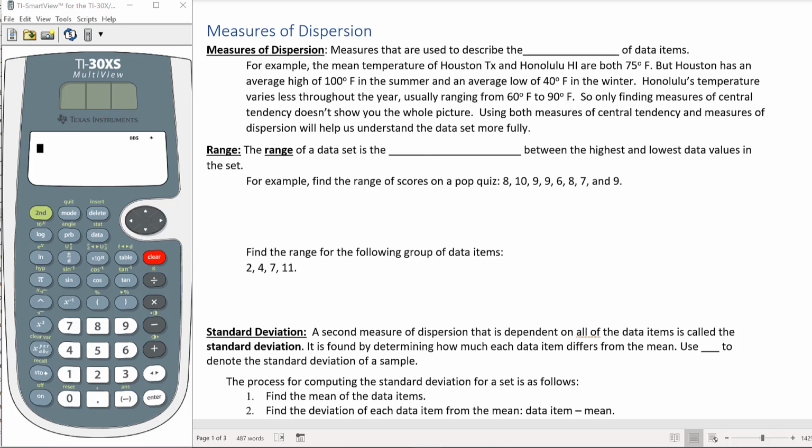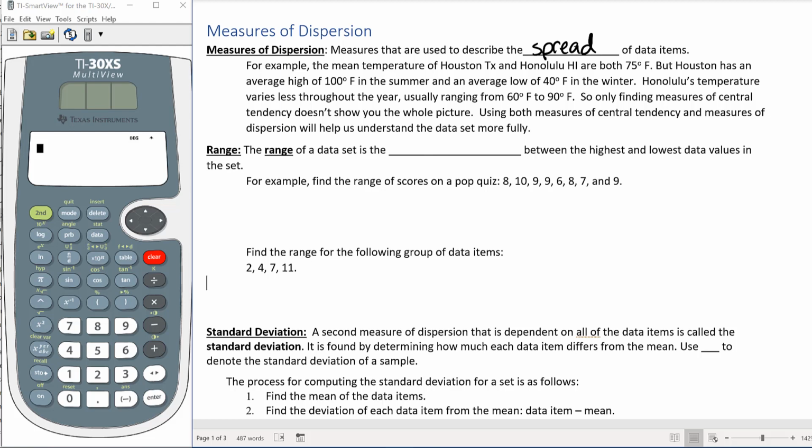Today's lesson is on measures of dispersion. Measures of dispersion are measures that are used to describe the spread of the data items. How spread out are they? Similar to measures of central tendency, we had 4 different measures of central tendency. Here we're going to have 2 measures of dispersion that are going to measure the spread of the data a little differently.